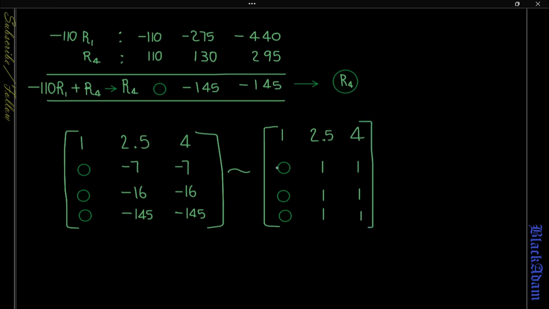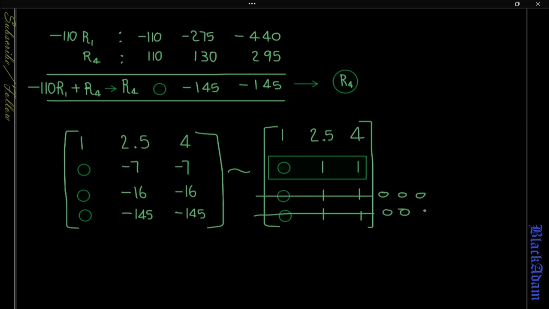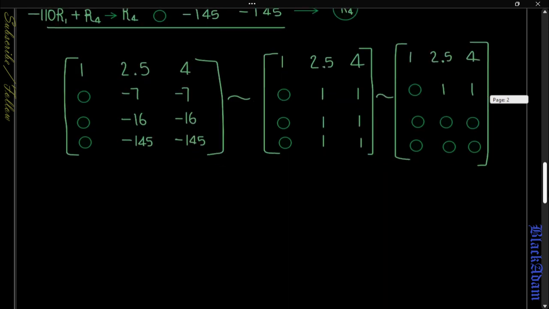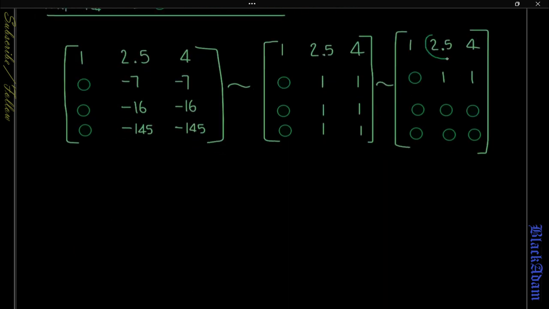So the second row can reduce the third and fourth. So you're going to have 0, 0 when we subtract them. So that will be further reduced to 1, 2.5, and 4, 0, 1, 1, and the rest of the rows are 0, 0, 0. So that is it. Further now what we do, we have 2.5 and 1.